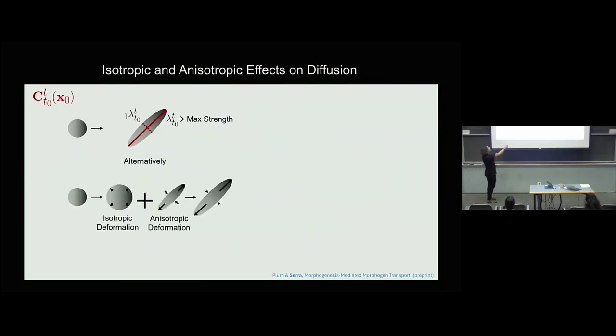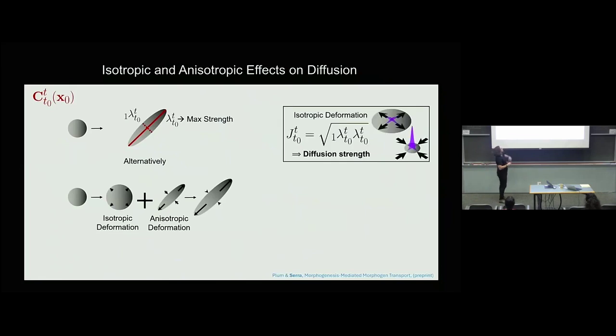Alternatively, you can consider the isotropic deformation and the anisotropic deformation. The isotropic deformation will just be the square root of the determinant of Cauchy-Green, J. J is going to say that at any point, if this patch of tissue is going to increase in volume, in area in this case, J is going to be greater than 1. And this increase of area will reduce the effective diffusivity in the cell frame. This is what you can get from the formulas I had before.